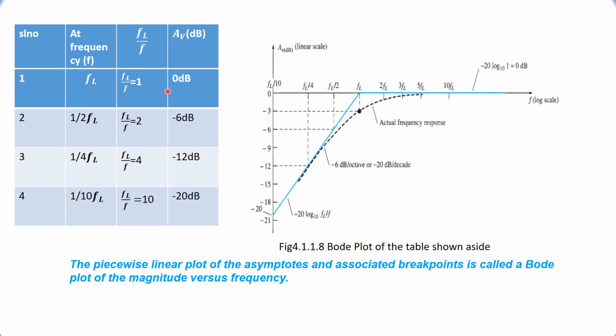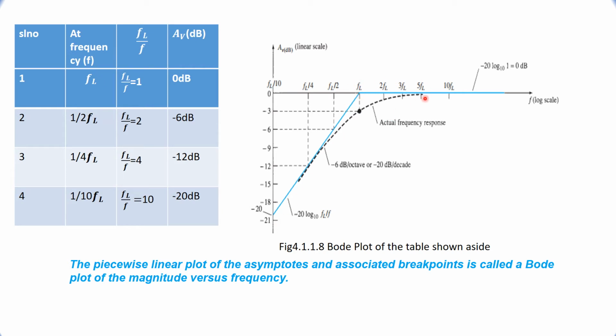When FL is equal to F, that time the gain is 0 dB, that we have already calculated in the previous slides. And when it is half of FL, that time it goes to minus 6 dB. When FL by 4, it is minus 12 dB, and so on. So you plot this particular graph, but this is an ideal graph.